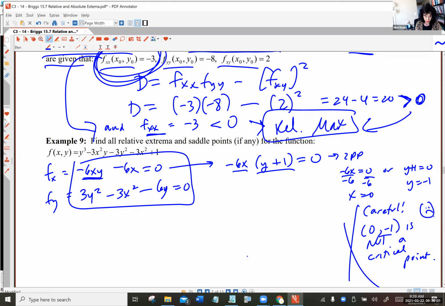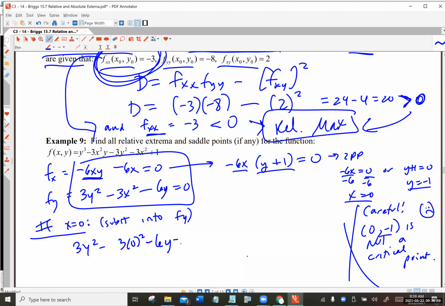Okay, well then what is the critical point or points? Hold on to your horses, we're getting there. What you're going to do is one by one test these two possibilities. If x equals 0, you're going to plug it into fy, substituting into the other partial. What happens when we substitute x equals 0 into that partial?